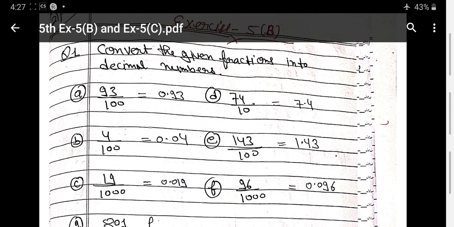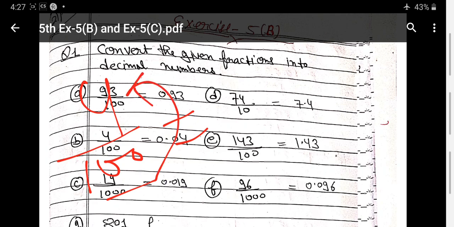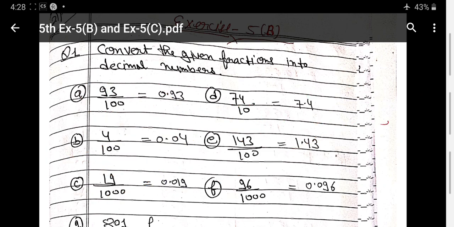It becomes 0.04. Once again I am telling, 4 upon 100 means two zeros are there, so you have to put the decimal after two places. One place is present here, the second place is not present, so you have to write 0. Now it becomes two places. Now put the decimal. In front of the decimal we always put 0, so your answer is 0.04.